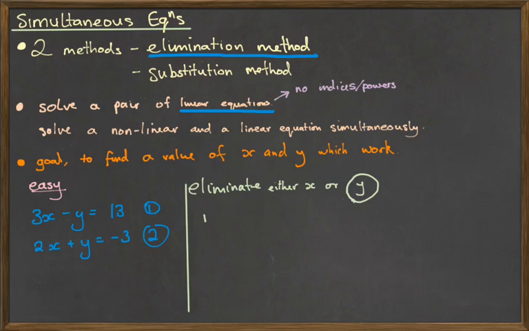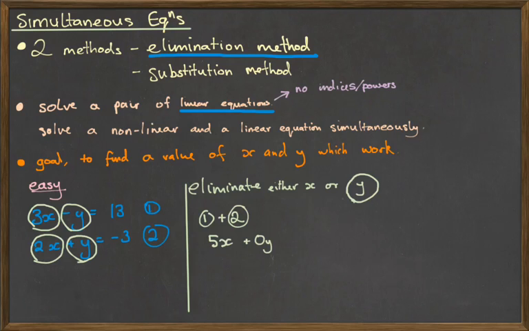So we tell the reader, tell the examiner, what we're going to do. We're going to do equation 1 plus equation 2. Focus on the left-hand side. Equation 1 has 3x. We're going to add that 2x to give us 5x. Moving along, we have this minus y and this plus y. If we add those together, minus y plus y, there's no y's. And then on the right-hand side, we've got 13 plus minus 3, which is 10. So this is the equation we get when we do 1 plus 2. We end up with 5x is equal to 10. Dividing both sides by 5 gives you x is 2.